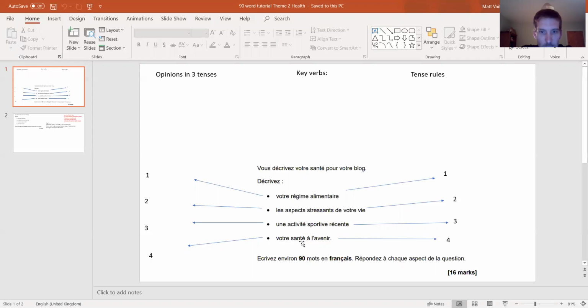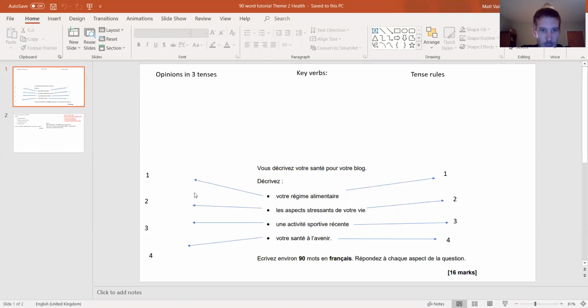And then the last one, santé, that we've already recognized from this, health, and then à l'avenir, which they often use rather than dans le futur. Dans le futur meaning in the future, à l'avenir is a synonym. It means exactly the same thing, and they like to use it because they like to test whether you know it or not. So your health in the future.